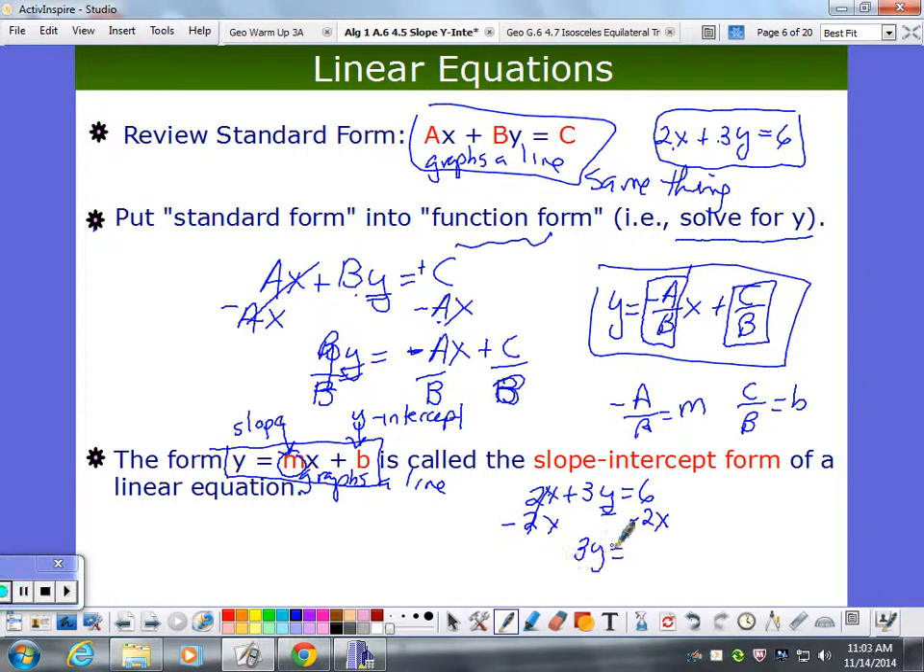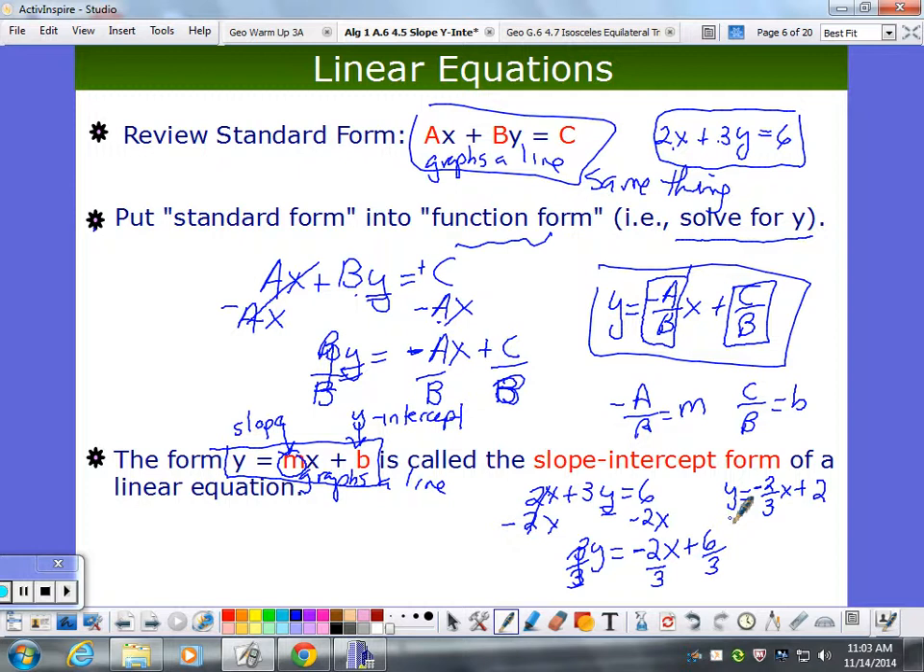0. Now you could write 6 minus 2x. However, I want it to look like mx plus b, so I'm always going to put the x term first, and then put the plus 6 here. What do I do next? Divide everything. So what am I getting? That's a big old 1. Y equals, what's 6 over 3? Plus 2.